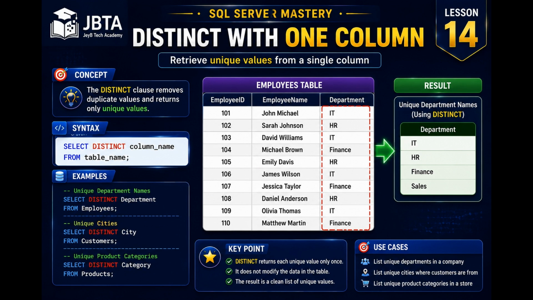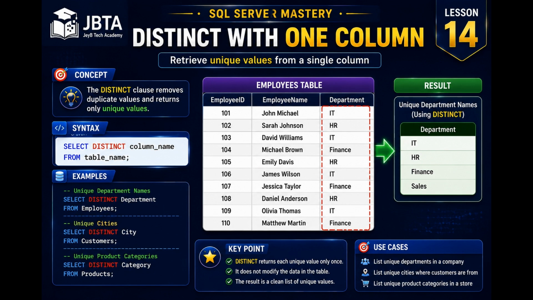If you retrieve the department column using a normal select statement, you'll see the same department names repeated many times. For example, it may appear hundreds of times. HR may appear again and again. Finance, sales, and marketing may also be repeated. This makes the result longer and more difficult to read. But what if your manager needs only the list of departments in the company? In that case, we use the distinct clause.